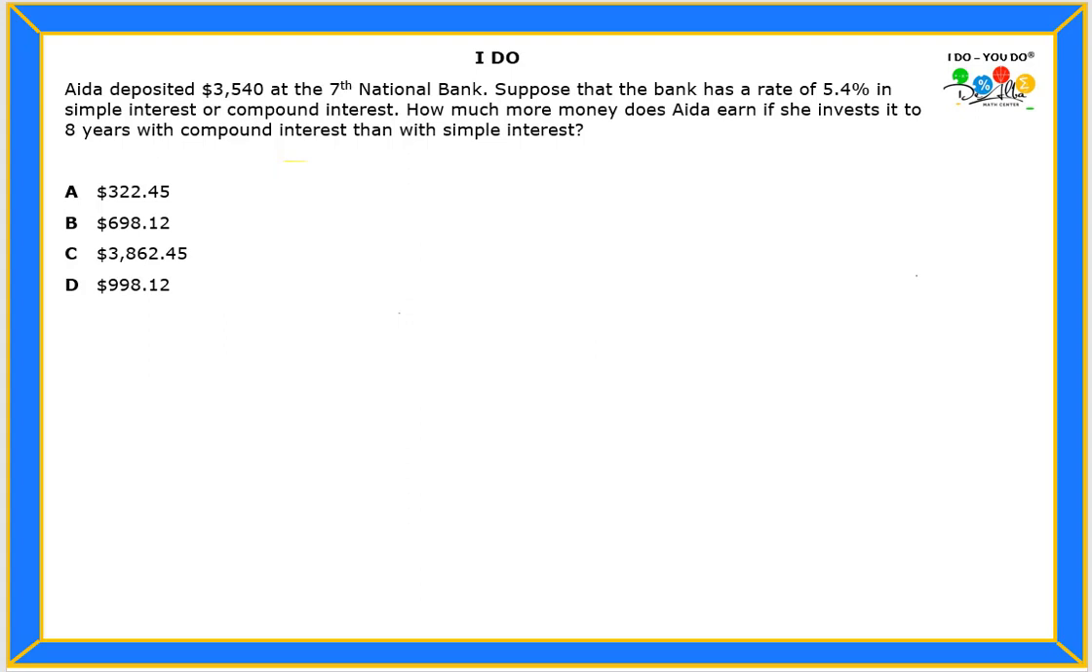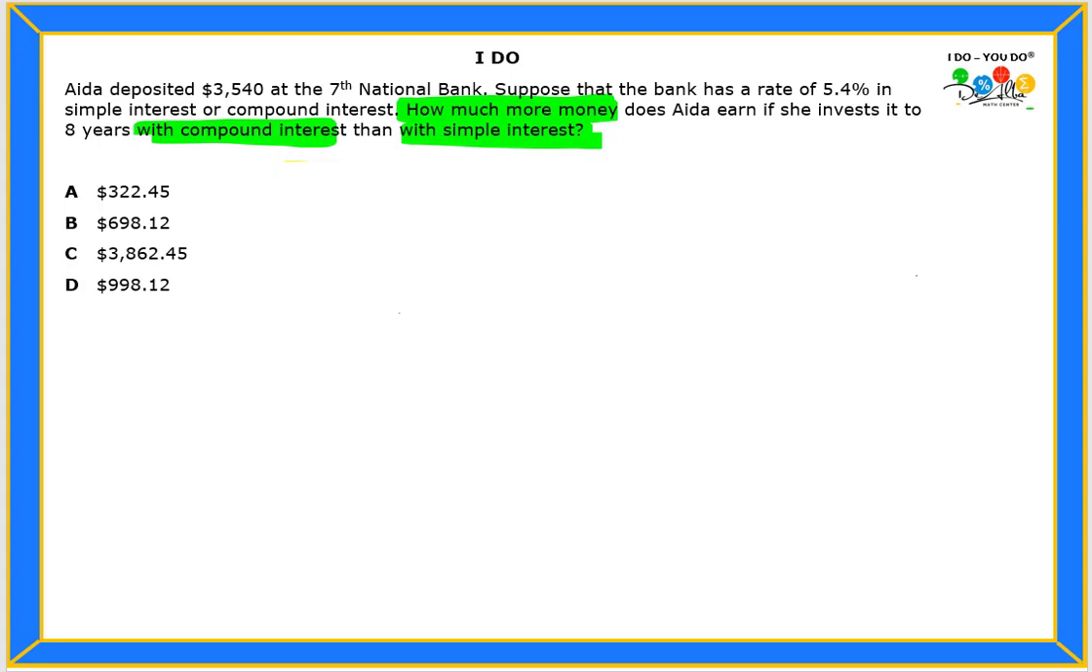So, what is it that I'm supposed to be looking for? Well, it looks like they want me to compare, right? Because it says how much more money. So right there, I know I'm going to be comparing. So we want to compare how much would she get if she invests the money with a compound interest rather than the simple interest. So right now, we're going to have to work out the problem in both. We're going to work it out with a compound and we're going to work it out with a simple interest.